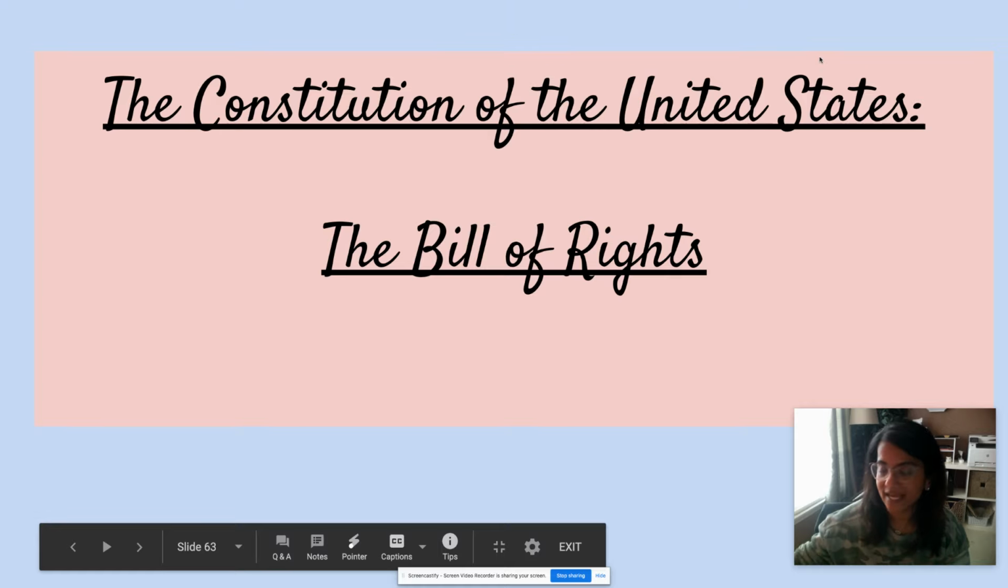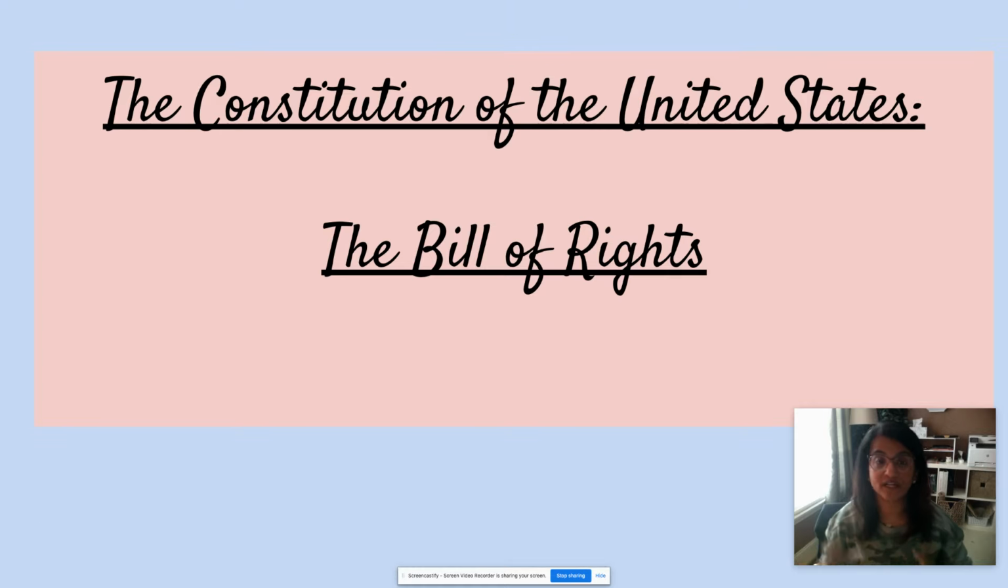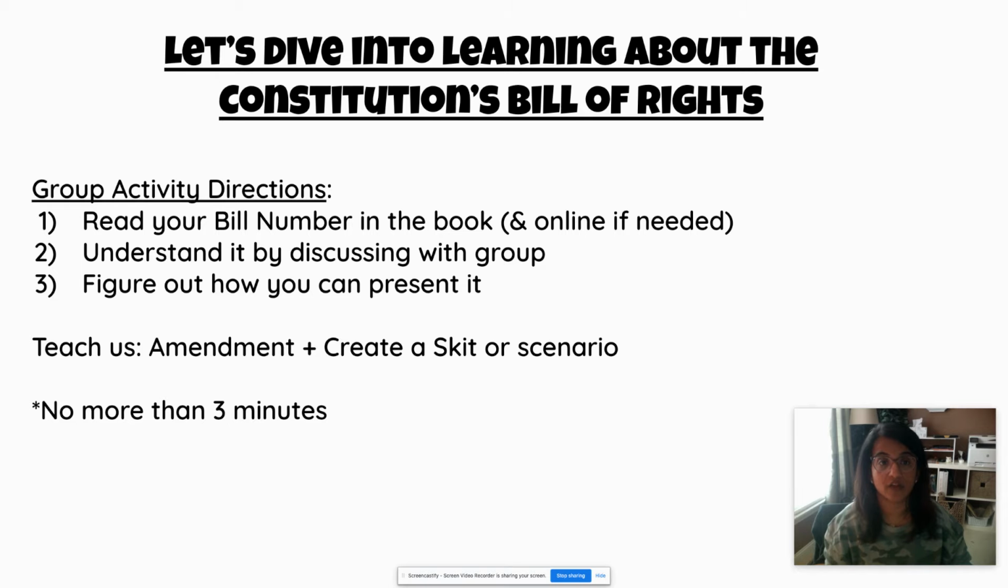All right, let's dive into the part of the Constitution that I love talking about. It's the Bill of Rights. This is the back of the Constitution where we are going to dive into the first 10 amendments. Okay, there's 27 amendments, but we're going to focus on the first 10 called the Bill of Rights.